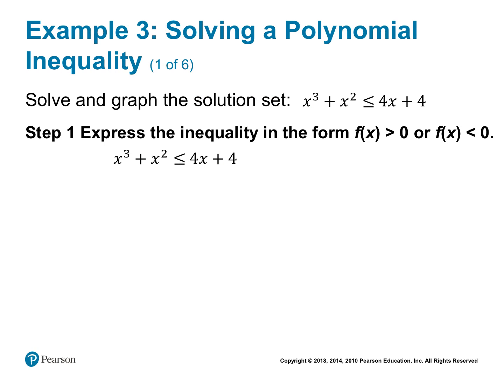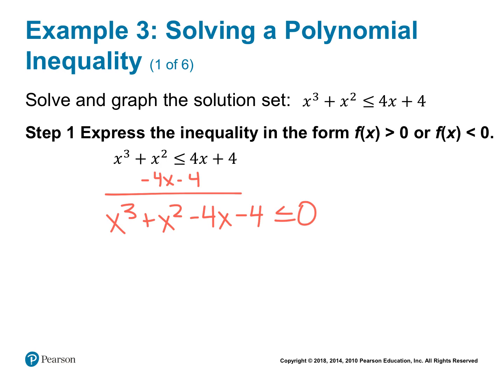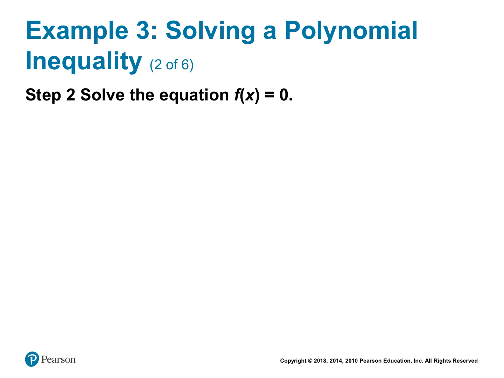Okay, now this one has 4 terms, so let's go ahead and move the 4x and the minus 4 over to the other side. X to the third plus x squared minus 4x minus 4 is less than or equal to 0. And now we'll go ahead and factor that if we can.